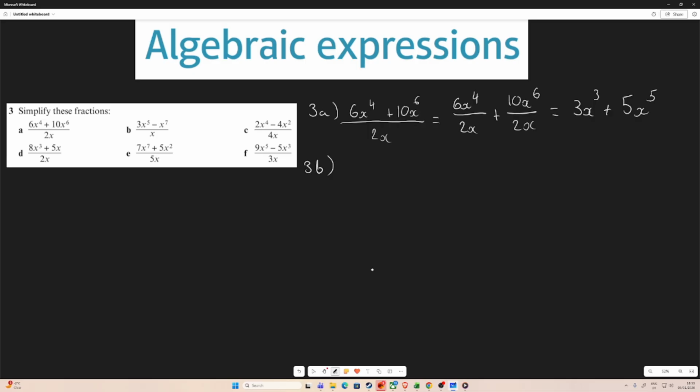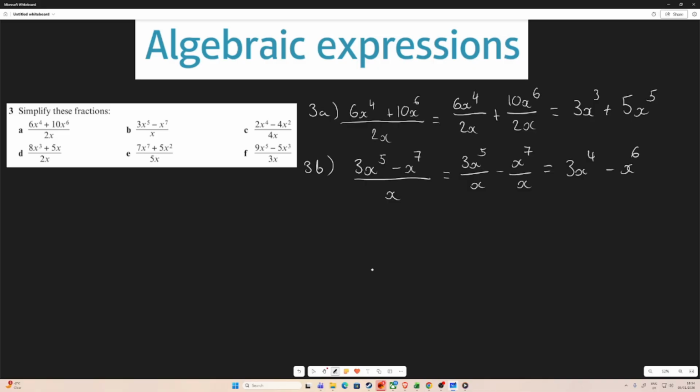Question 3b. We'll do all of these problems in the same way. So 3x to the 5 minus x to the 7 divided by x. Well, that is simply 3x to the 5 over x minus x to the 7 over x. So that is 3x to the power of 4 minus x to the power of 6.